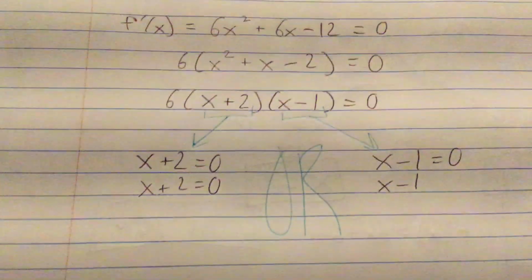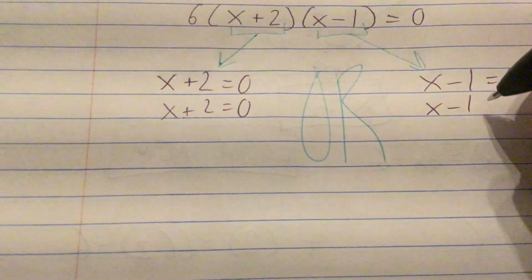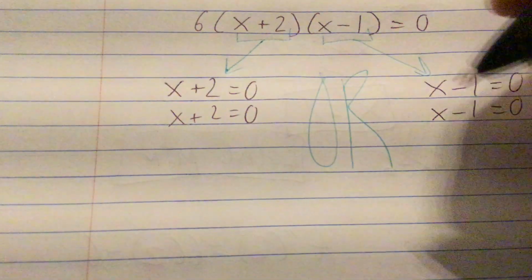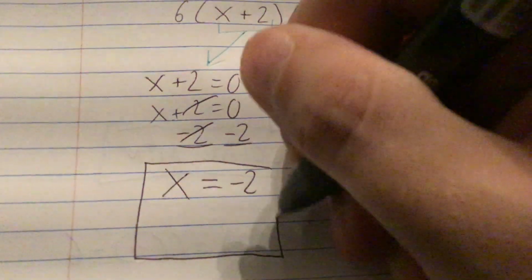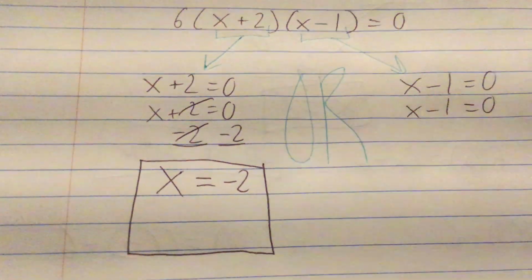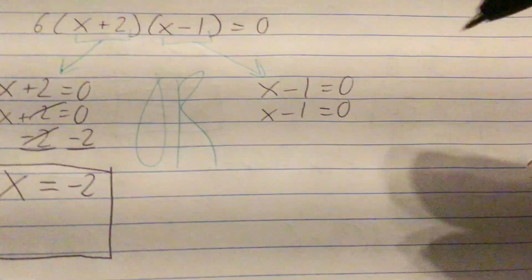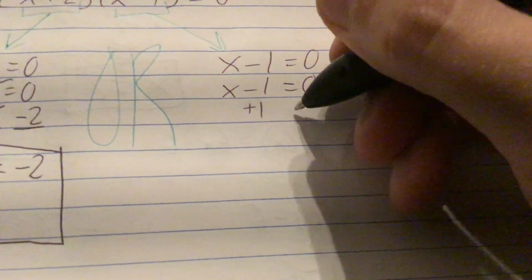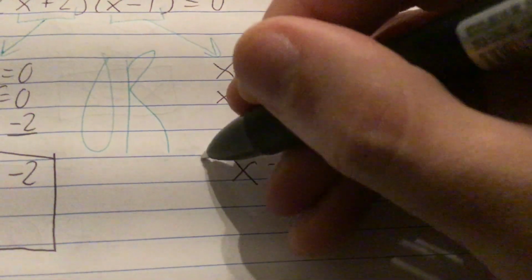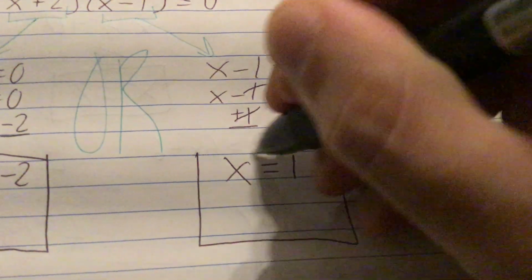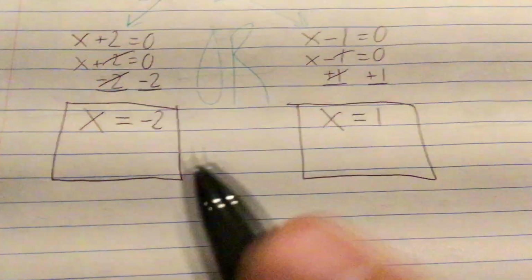So let's solve for x. So x plus 2 is equal to 0, which tells me if I subtract 2 from both sides, I get x is equal to negative 2. That is one of my critical points. I'm going to put local min or local max right there. If I add 1 on both sides to the other equation, that tells me that my other critical point is located at x equals positive 1.